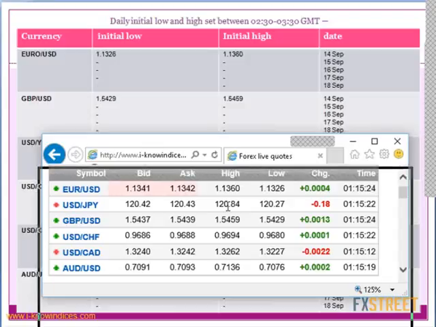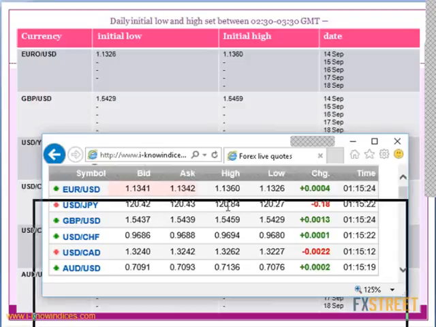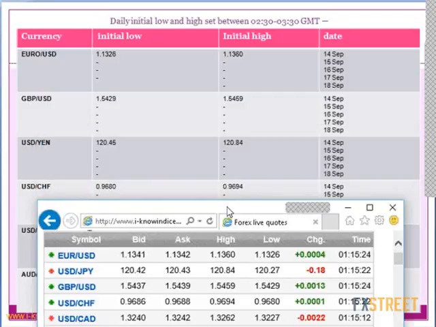Then in the case of USD/JPY, 120.45 was the initial low. They came down to 120.27 and are holding around 120.41. They are likely to come down a little bit, briefly hit the stops below 120, and then start gaining the levels.